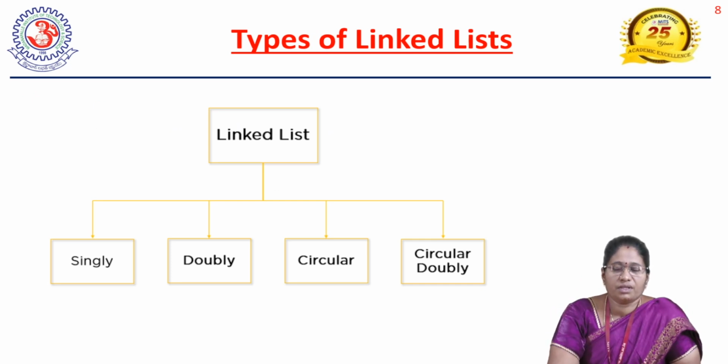Later, we will see what types are available, which are more important and used in regular life. So that kind of thing we can discuss now. Basically, a list comes in four different types: singly linked list, doubly linked list, circular linked list, and lastly the circular doubly linked list. In today's class, I'm going to talk about the singly linked list.